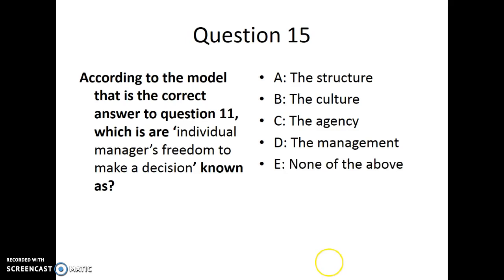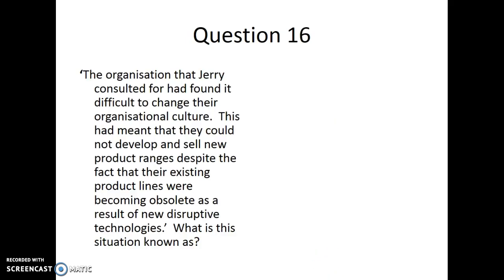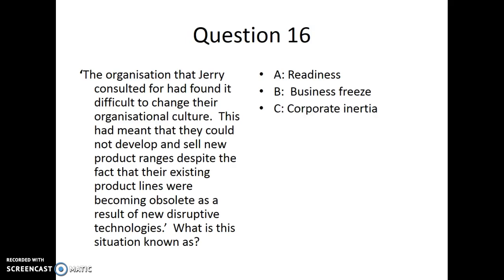Question 16. The organization that Jerry consulted for had found it difficult to change their organizational culture. This had meant that they could not develop and sell new product ranges despite the fact that their existing product lines were becoming obsolete as a result of disruptive new technologies. What's this situation known as? Is it A, readiness, B, business freeze, C, corporate inertia, D, cultural lock-in, or E, strategic drift?